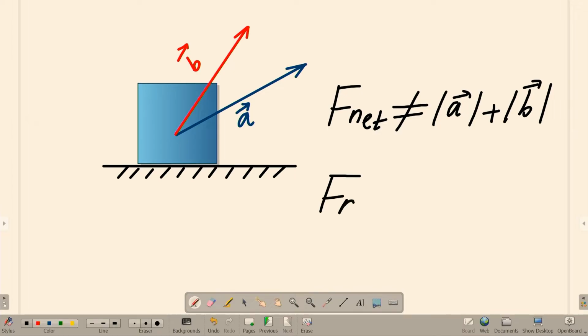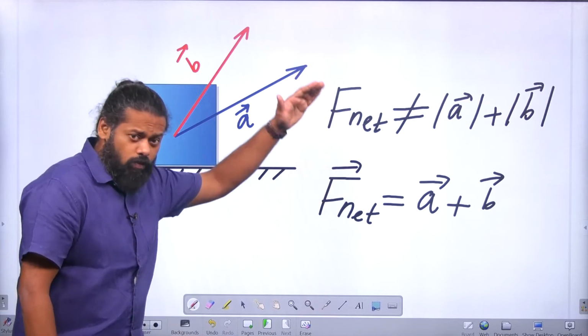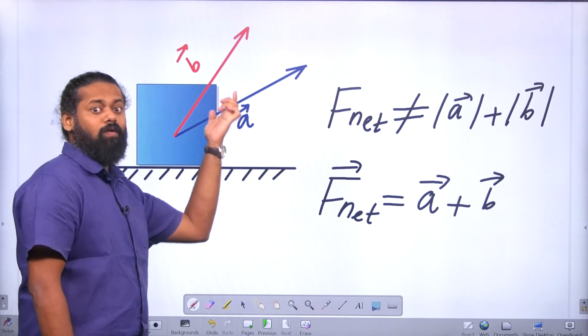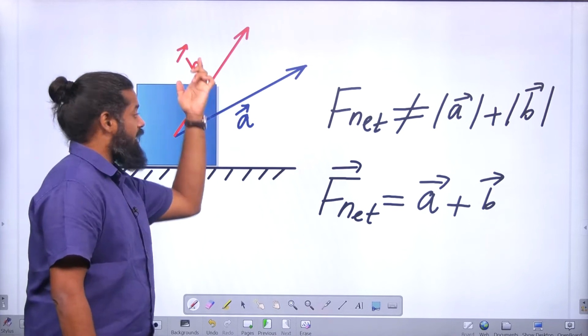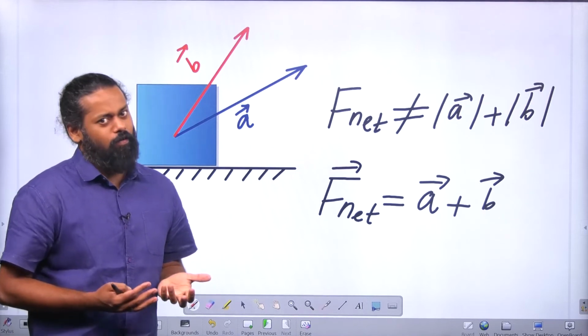Here, the resultant force we can obtain: F net is equal to vector A plus vector B. This is how you have to find it. So, what is the meaning of this? How do you find the resultant of A and B graphically? That you have to understand. That is the logic behind the triangular law of vector addition.